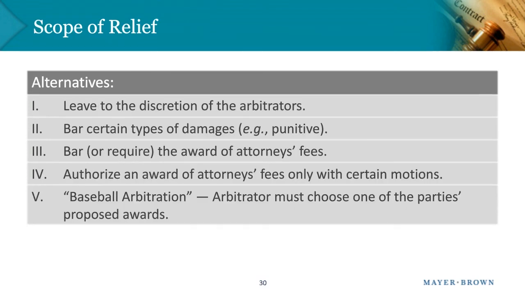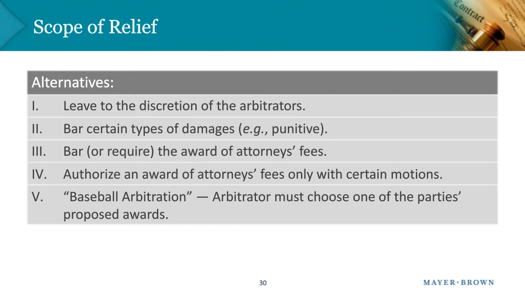Our arbitration clause checklist includes two final items. The first is the scope of relief, which should be addressed in any arbitration clause. Here again, there are a range of alternatives, and the merits of the alternatives will depend on the facts and circumstances relating to the license.